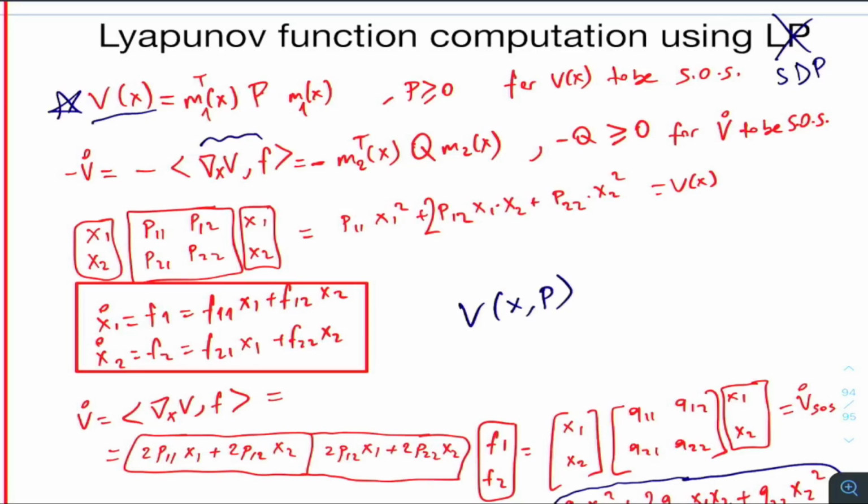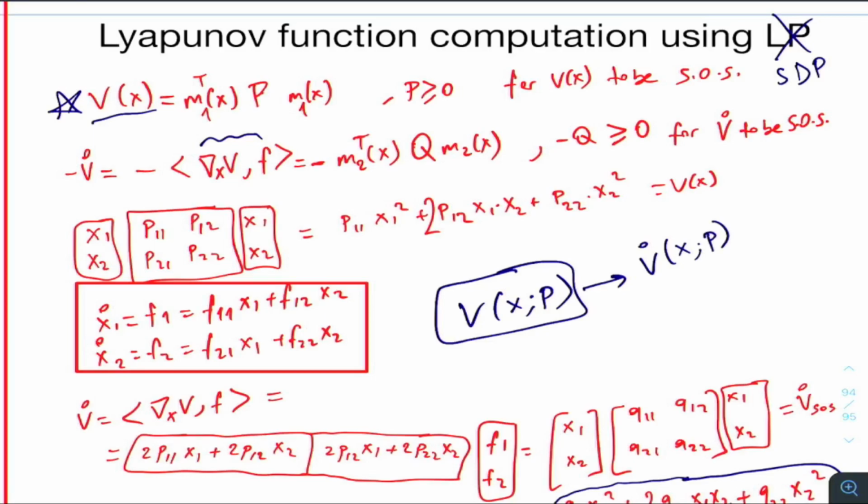x1, x2, p11, p12, dot dot dot, right? X and p terms, right? Let me just put it in semicolon, okay? And to differentiate those terms, and here you are going to, this is v, and from that v you are going to find v dot, and again v dot will be parameterized by x and p, okay?